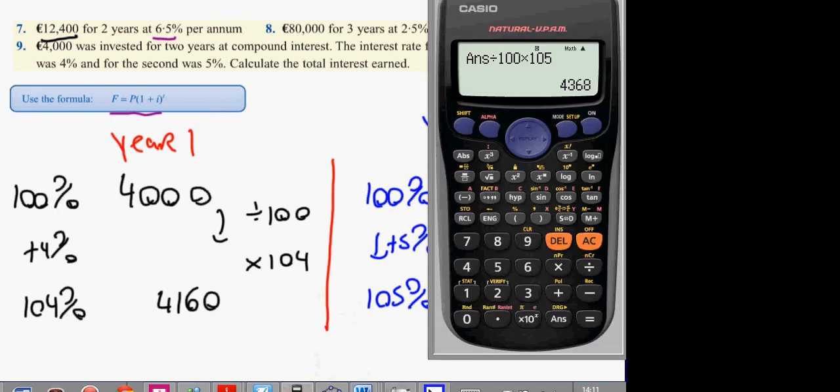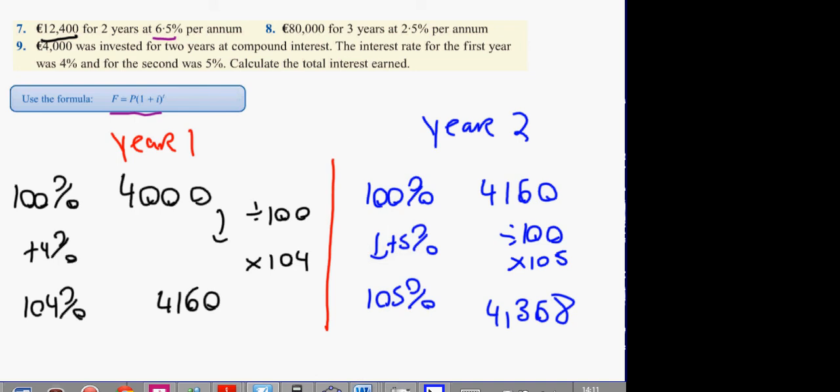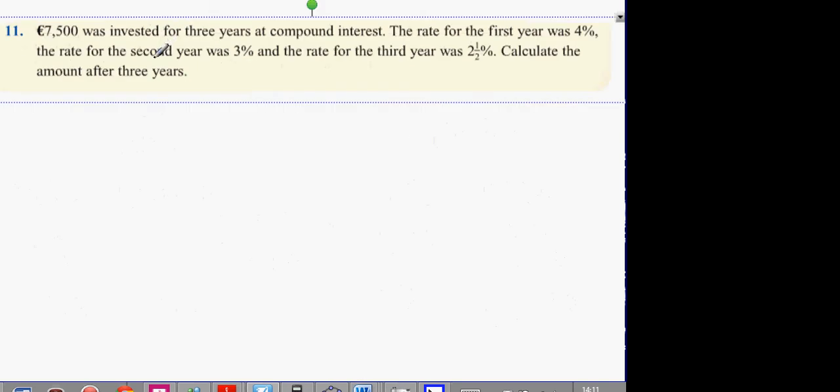That's the one, yeah. Okay. And 7,500 was invested at 3 years of compound interest. So that's very similar. I reckon you could do that now. Alright guys.